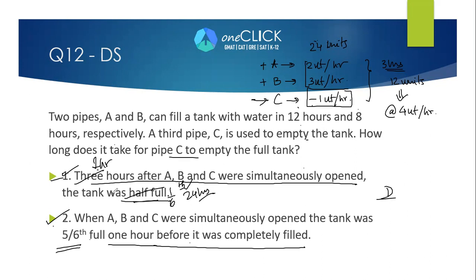Okay. So understand how the statement is framed. Just because they're saying that 1 hour before it was full, it's 5/6 full, then you don't try to solve that. Okay. It's become unnecessarily complicated. Understand that basically you are saying that in 1 hour you're going to fill up 1/6. Fine, which is basically what the first statement is saying. Okay, let's move on.